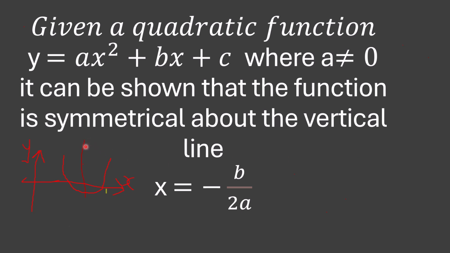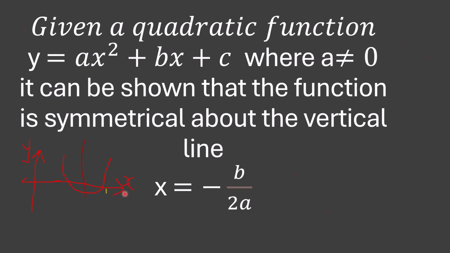That is this line over here, this vertical line. The equation of this vertical line is x equals minus b over 2a. The curve is symmetrical about this vertical line. That's its geometrical property, the geometrical property of the quadratic function.